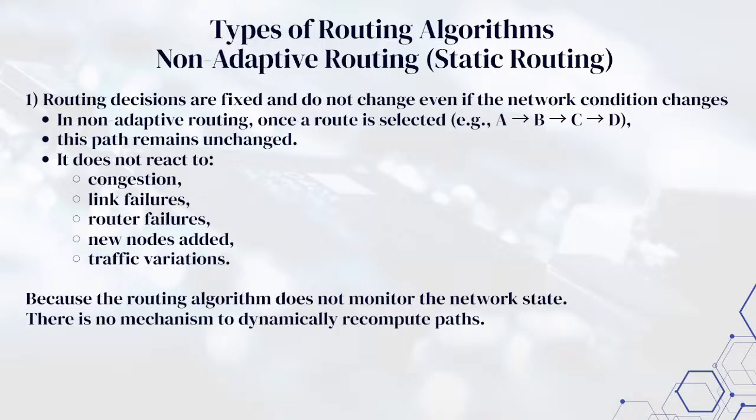So in non-adaptive routing, once the route is selected, that is A to B, B to C and C to D, this path remains unchanged. It does not react to congestion, link failure, router failure, new nodes added, traffic variations, etc. Because the routing algorithm does not monitor the network state, there is no mechanism to dynamically recompute the path.